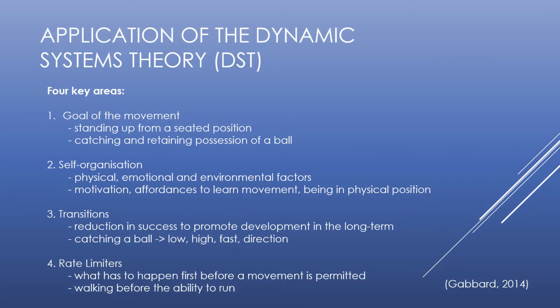When applying the dynamic systems theory in a specific context, there are 4 key focus areas to look at. These include the goal of the movement, such as standing up from a seated position or catching and retaining possession of a ball. The second key area is self-organization, and this looks at the physical, emotional, and environmental factors to do with the task, such as motivation, the affordances to learn the movement, and being in physical position, such as catching a ball.